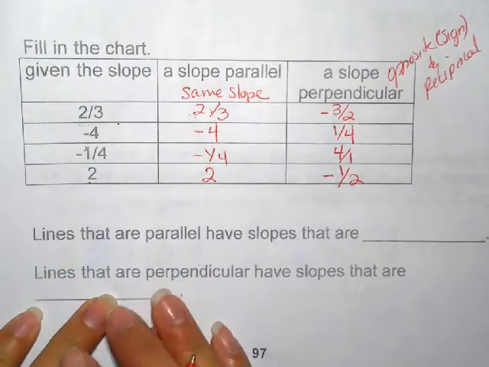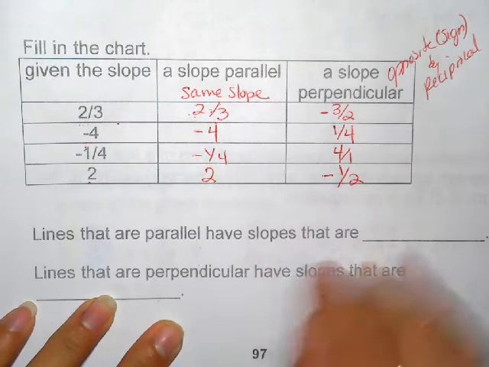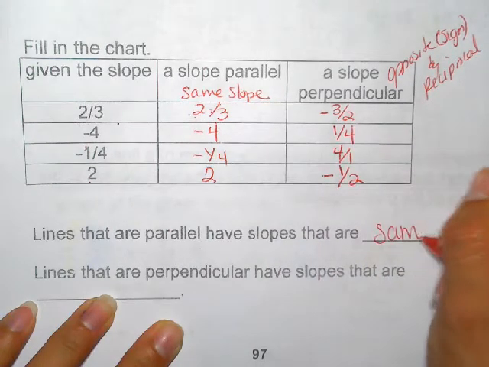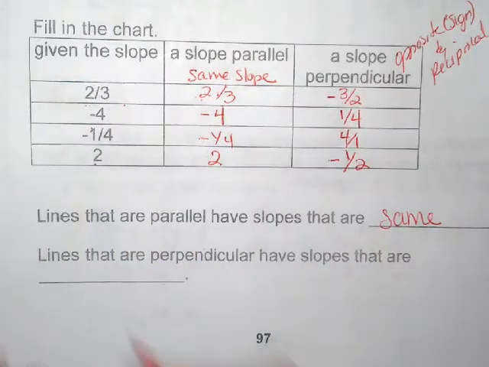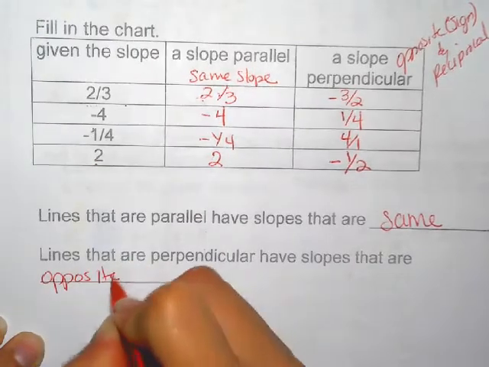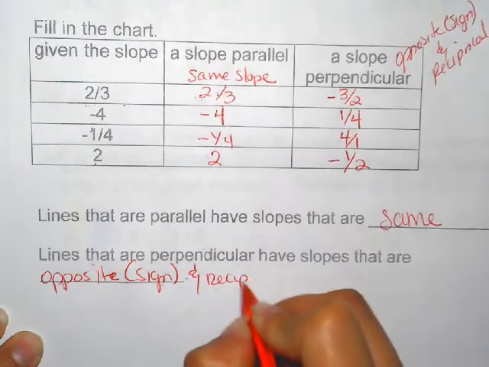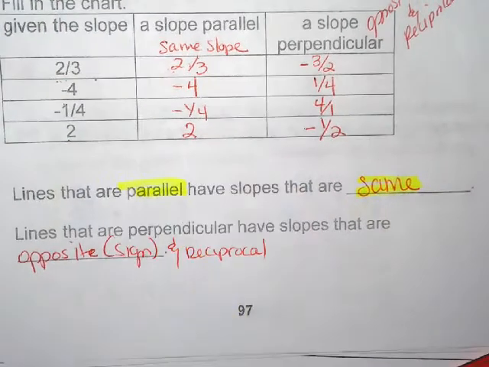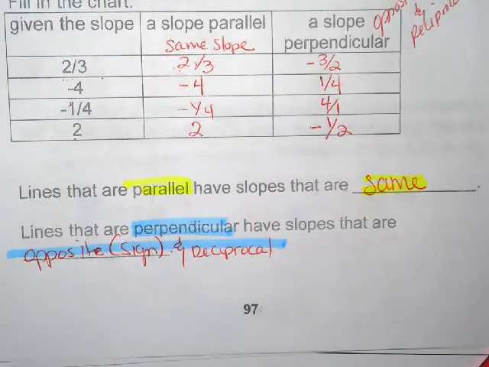So again, what we just stated is that lines that are parallel have slopes that are, we can put equal or the same, whichever one is easiest. I'm just going to put the same. Then lines that are perpendicular have slopes that are opposite, and I'm going to put in parentheses signs, meaning one is positive, one is negative. So opposite and reciprocal. Remember, we have to flip it over, turn it over. So parallel lines are the same. Perpendicular lines are opposite sign and reciprocal. Okay, so remembering that, let's answer some questions in the back.